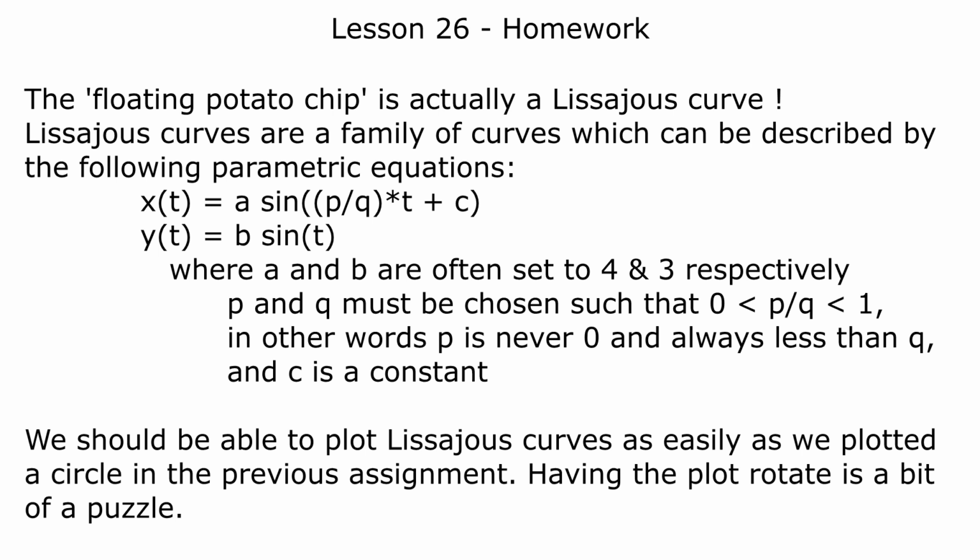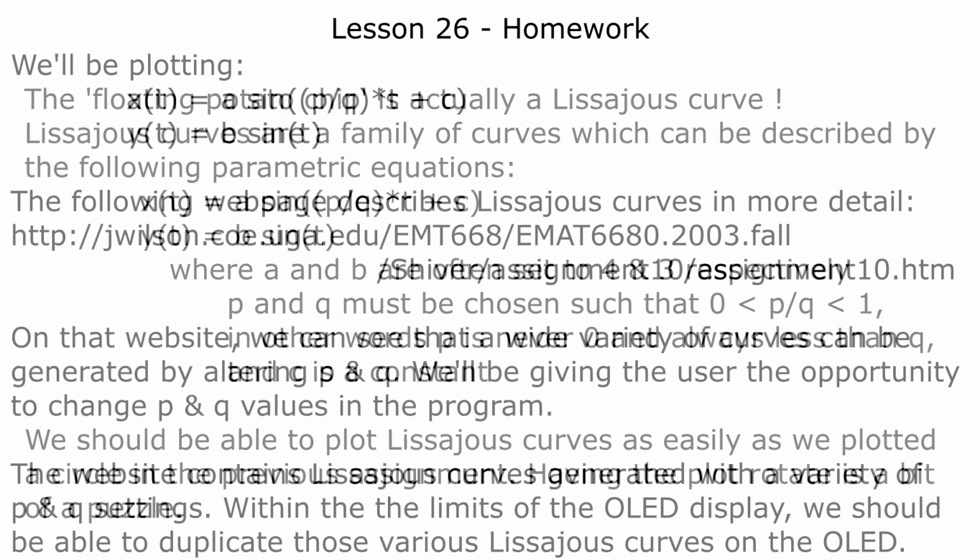and b are often set to 4 and 3 respectively, and p and q must be chosen so that p divided by q is always greater than 0 and less than 1. In other words, p is never 0 and always less than q. We should be able to plot Lissajous curves as easily as we plotted a circle in the last assignment. Having the plot rotate is a bit of a puzzle.